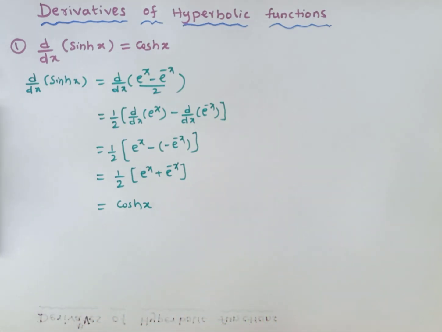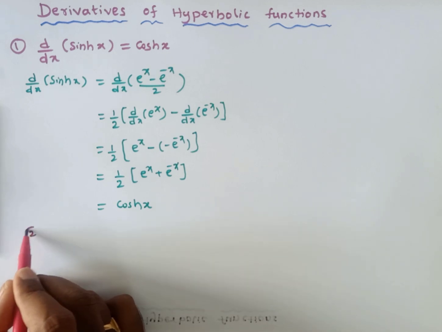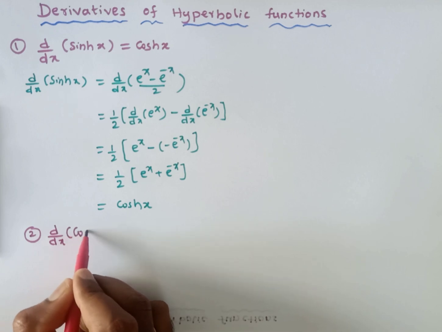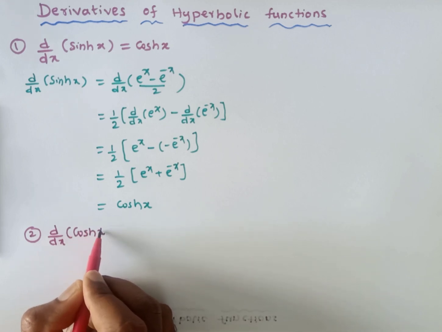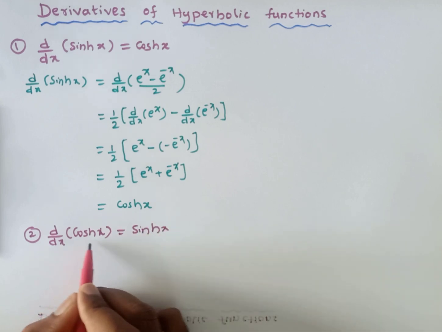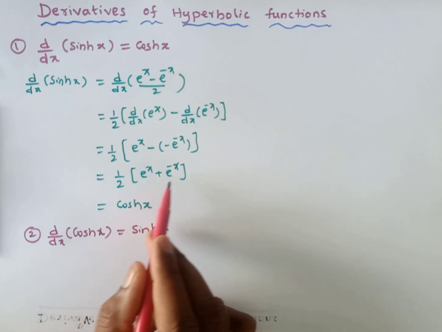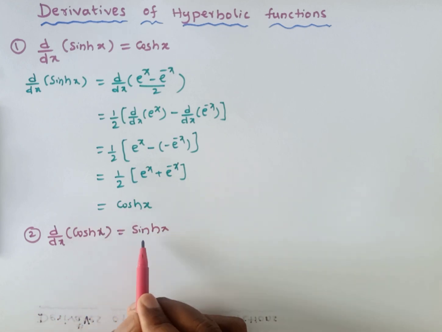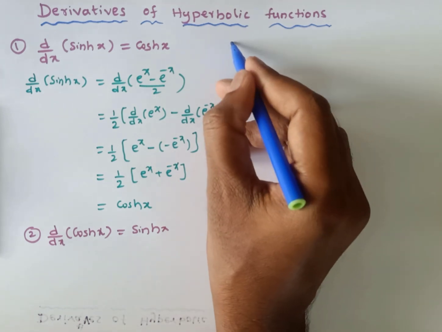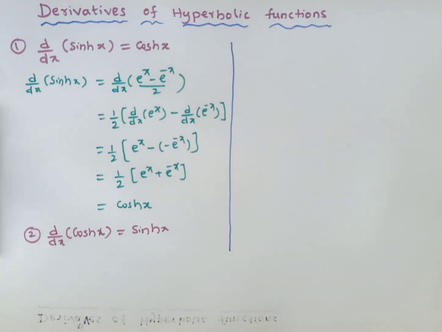Similarly you can evaluate the derivative of cosh x. So d by dx of cosh x, you do it, this equals sinh x. You can use the definition of cosh x, that is e power x plus e power minus x by 2, and its derivative is e power x minus e power minus x by 2. Okay, next let's see tanh x again.